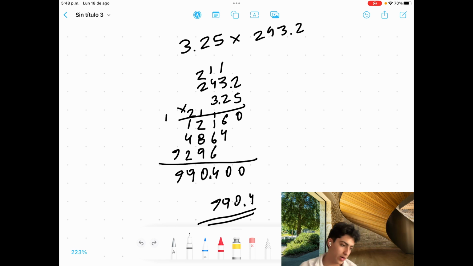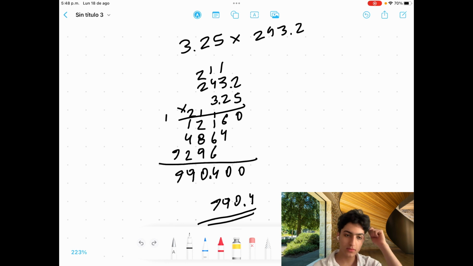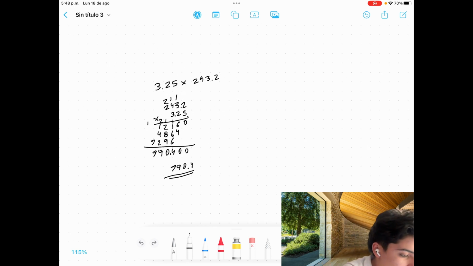And the reason why that is the case is because you are multiplying decimals, and I don't even know the reason. No, I honestly don't know the reason. So that is the case, okay? That is the key thing.